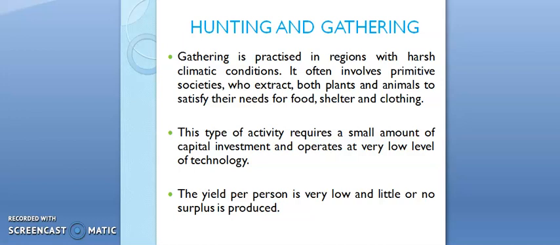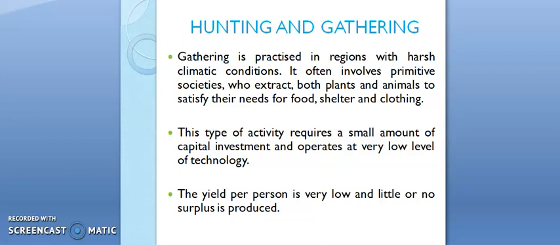Suppose they are using twigs, or different kinds of materials like stone or arrows and all to catch the fish or to hunt these animals. But all these things are very minimal. They don't need that much capital investment for this. So it is not a capital intensive sector. In hunting and gathering, we don't need any kind of capital, and no technology or very little technology is required in the process.